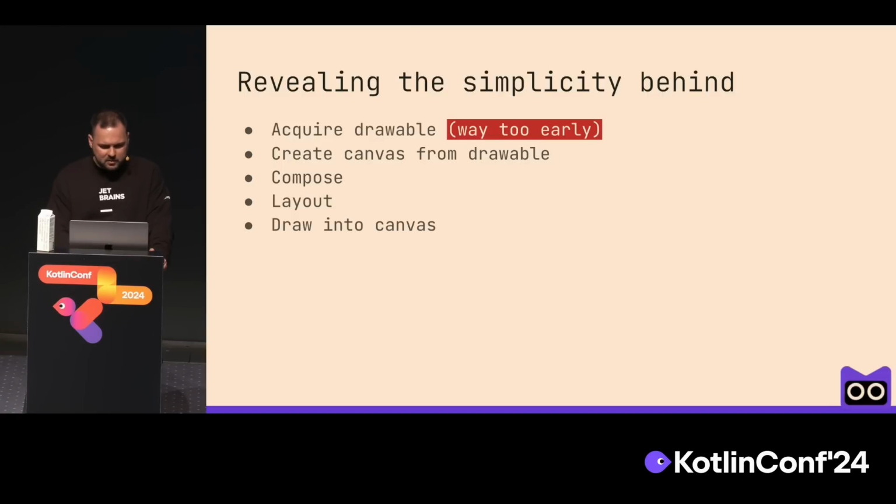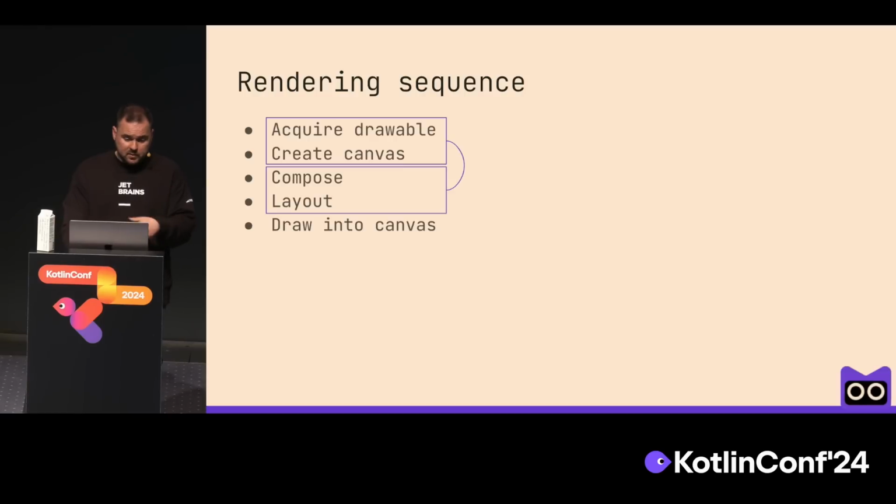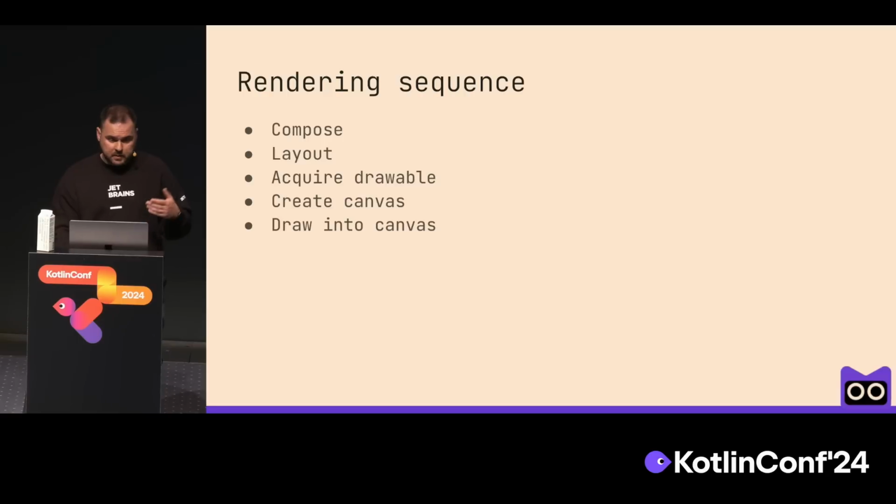We actually don't need it until the draw happens, and basically compose and layout are the stages which take most of the time, so we can just do it much later. So we can simply swap these two blocks, and then our sequence will be like that. We do compose, layout, acquire drawable, create canvas, and then draw into this. It's good. But can we do better?